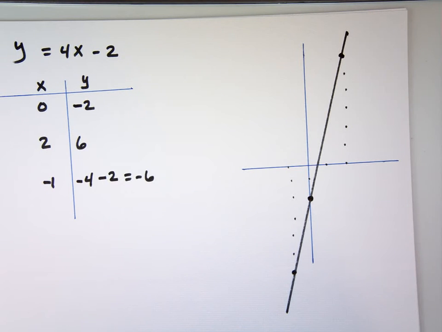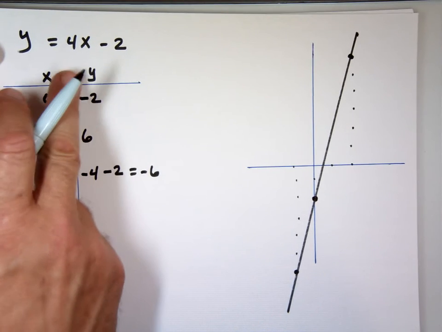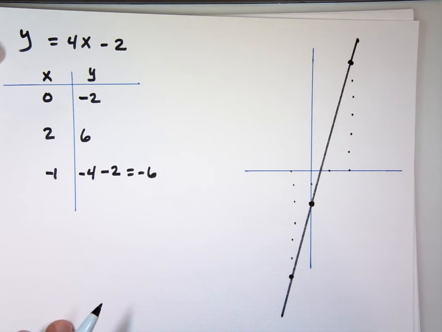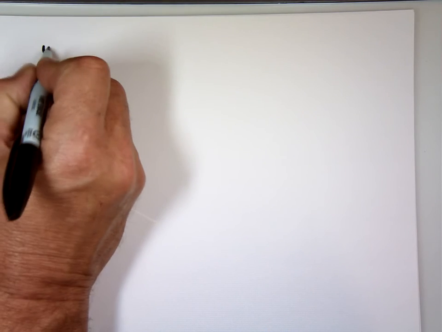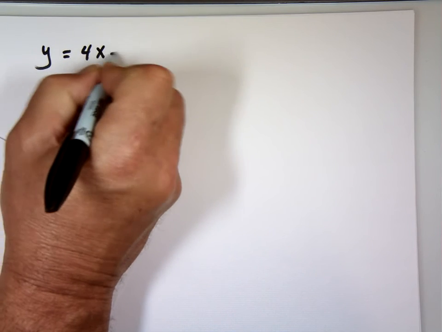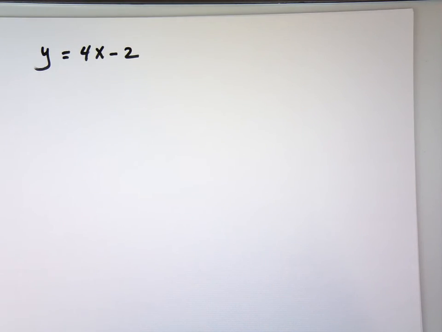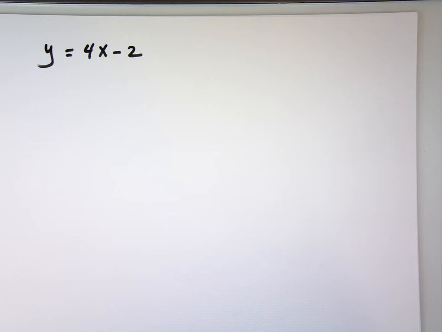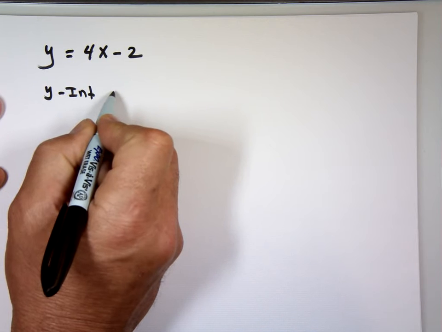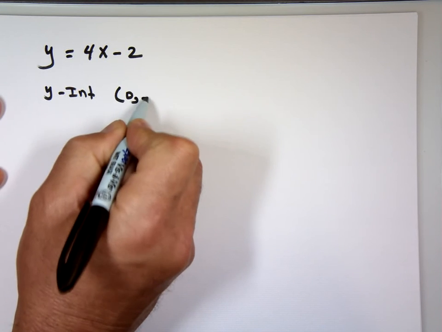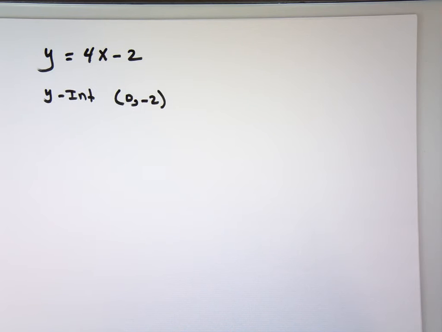So you can use this method anytime you have y equals. That's really the easiest way. You can also use the slope-intercept form to graph this if you don't like this method. I will redo this one with the slope-intercept. What is my y-intercept? Negative 2. If you want it as a point, 0 comma negative 2.